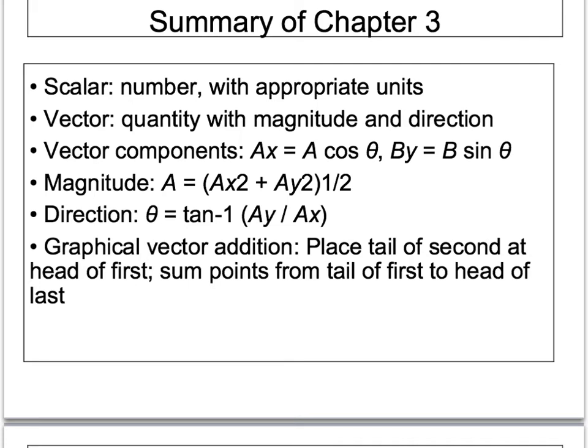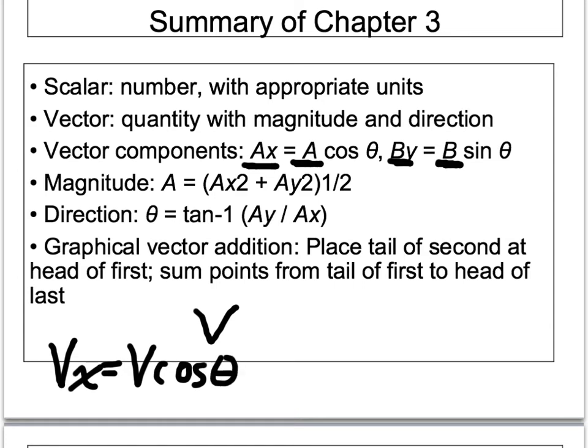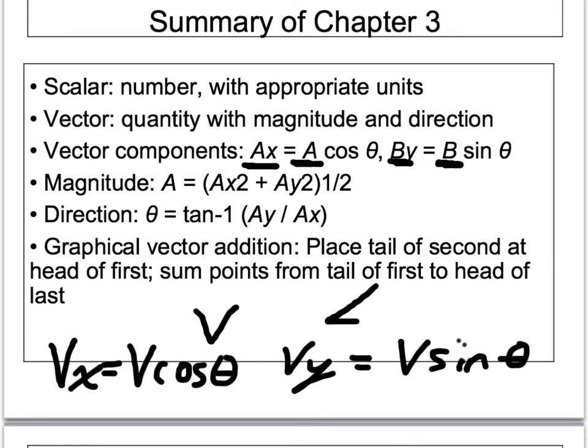Vector components, if you know A, then the x component of A is A cosine theta. If you know B, which is just a vector, the y component of B is B sine theta. Just like if you know velocity, the x component of velocity is V cosine theta, and the y component of velocity is V sine theta, where theta is the angle the vector makes with the ground, or with the x-axis.